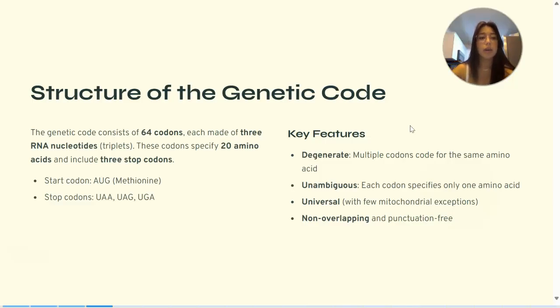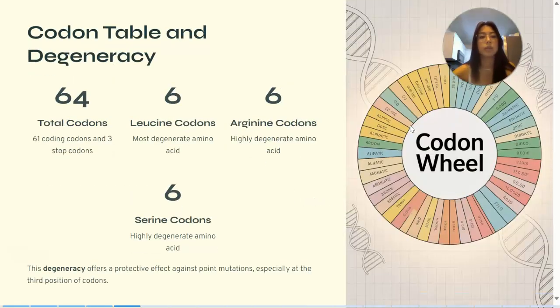The genetic code has 4 critical properties. It is degenerate, multiple codons for 1 amino acid; unambiguous, each codon specifies only 1 amino acid; and non-overlapping, each base belongs to 1 codon. Finally, it is nearly universal, used by almost all organisms. These characteristics make the genetic code both robust and efficient and minimize the impact of mutations while ensuring consistency across life forms. This is the codon table and degeneracy broken down.